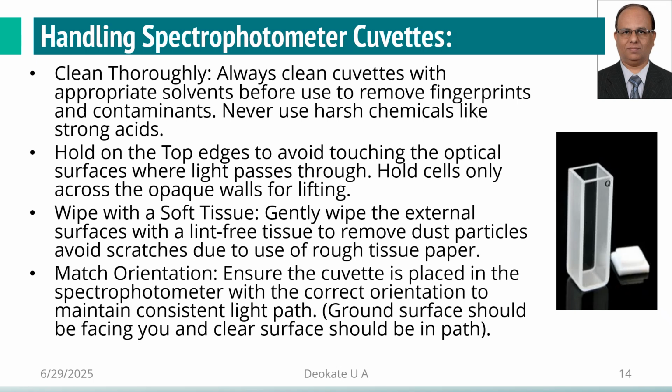Match orientations. Ensure the cuvette is placed in the spectrophotometer with correct orientation to maintain a constant light path. Many times the students are keeping the cuvettes in the opposite direction and no light passes through this opaque ground surface, and then they are getting the wrong results. So you have to keep the cuvettes in such a way that the ground surface should be facing you and the clear surface should be in the path of light.